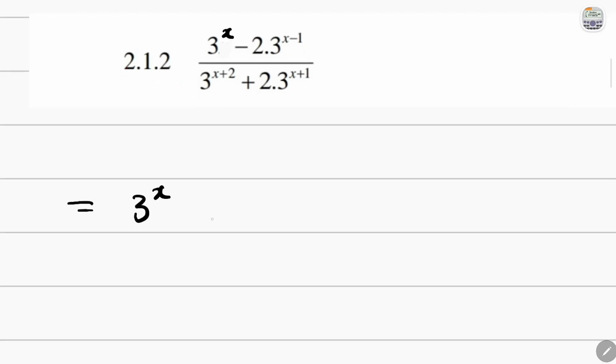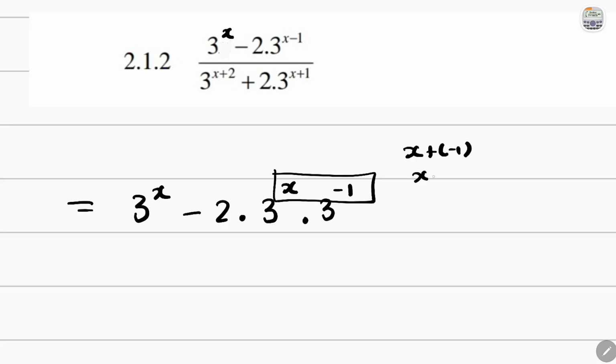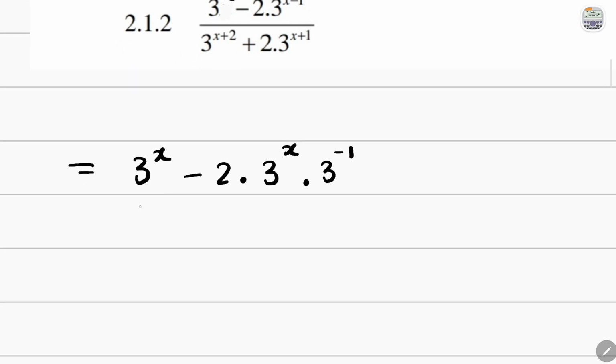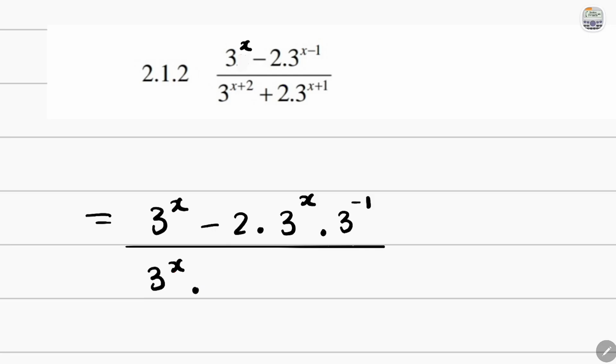So this is 3 to the power of x minus 2 multiplied by, now, this we can rewrite as 3 to the power of x. And then how do we get that minus 1? Well, you must have multiplied it by 3 to the power of negative 1. Because if the bases are the same and you're multiplying, then you would add the exponents. So x plus negative 1 is x minus 1. And that's how we got that. Okay, and then all over, we have 3 to the power of x, and we're also separating that, multiplied by 3 to the power of positive 2. And then plus, we have 2 multiplied by 3 to the power of x, multiplied by 3 to the power of 1. And that's how we got that.